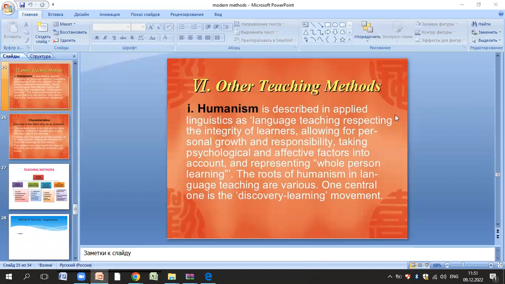Other teaching methods. Humanism, in applied linguistics, describes language teaching that respects the integrity of the learner, allowing for personal growth and responsibility, taking psychological and affective factors into account, and representing whole person learning.